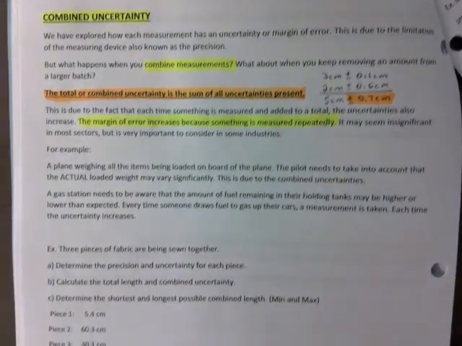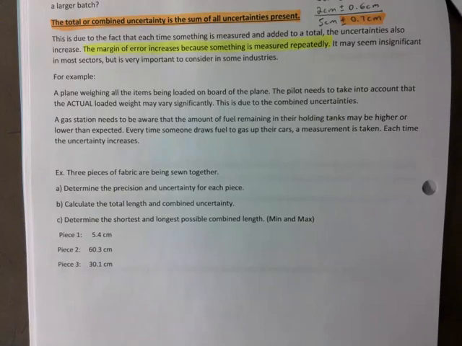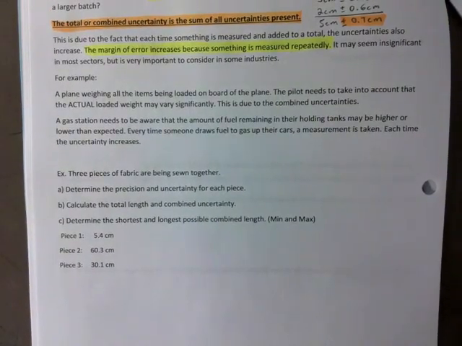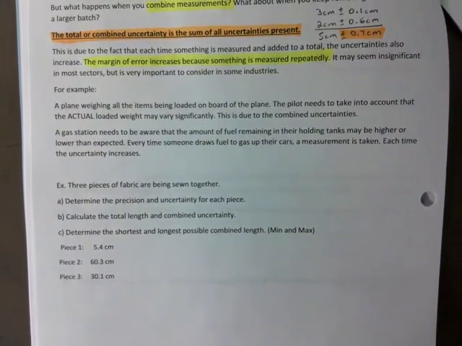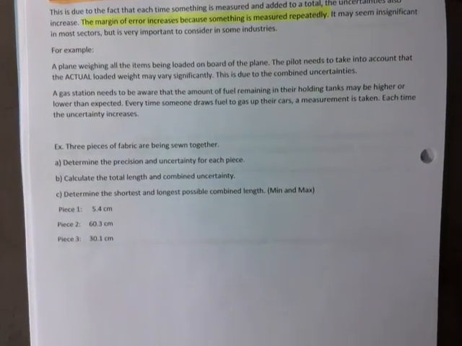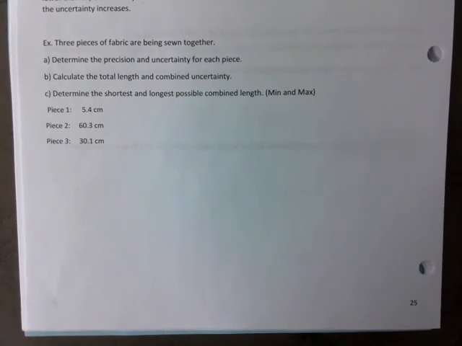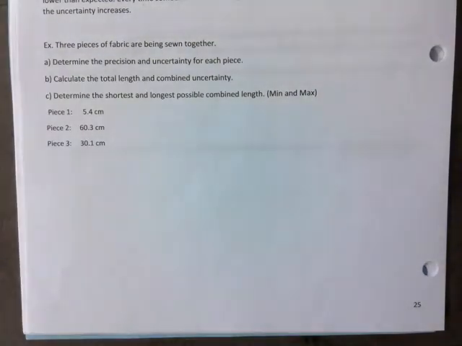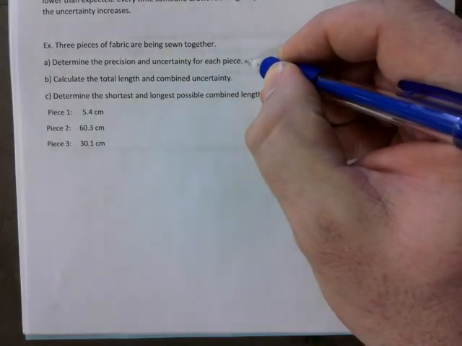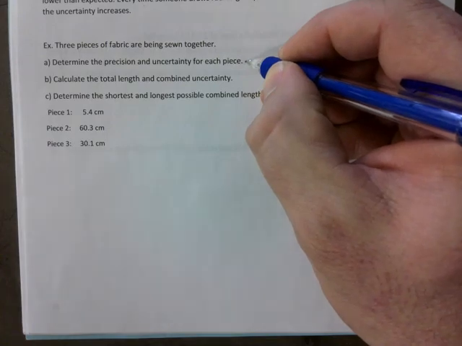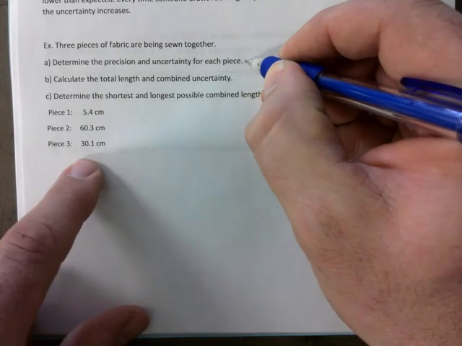All right, so let's put this to the test here. Let's do this example here. 3 pieces of fabric are all being sewn together. Determine the precision and uncertainty for each piece. This is basically what we've been doing all along. Okay? Let's do that first.